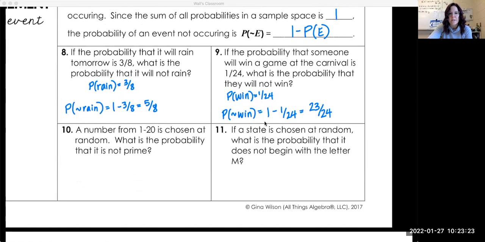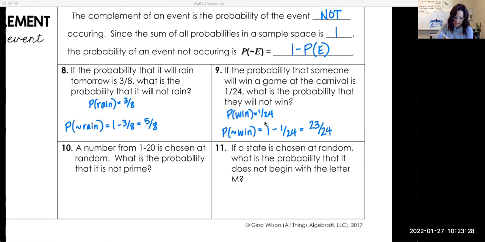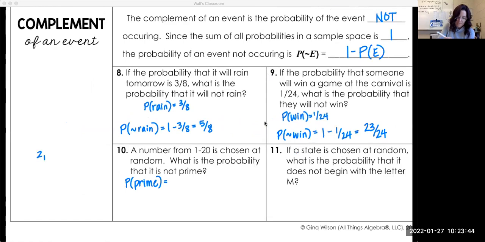A number from 1 to 20 is chosen at random. What's the probability that it is not prime? This time they haven't told us the probability of a prime. We have to come up with that ourselves. Prime numbers are numbers that can only be divisible by 1 and itself. The smallest prime number is 2. From there, the next prime number is 3, then 5, 7, 11, 13, 17, and 19.